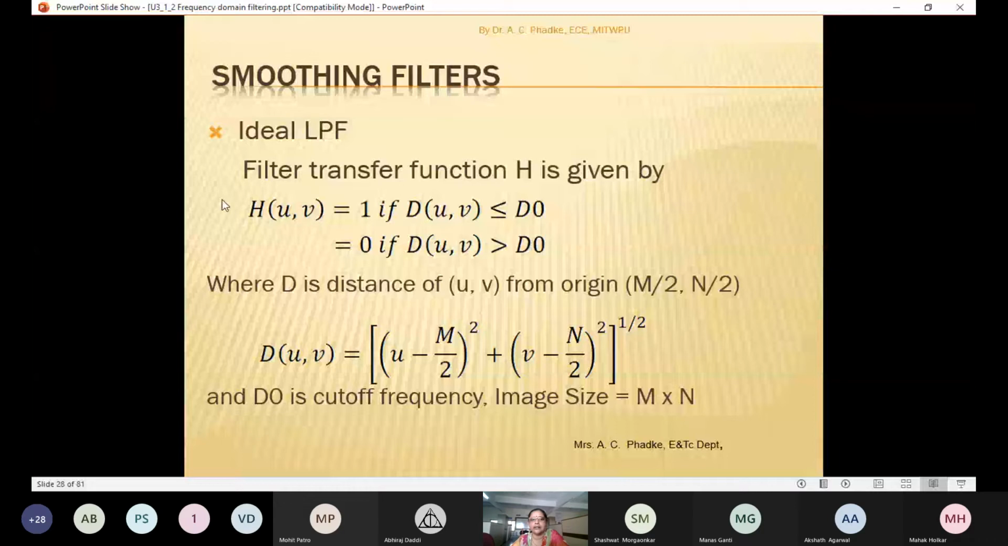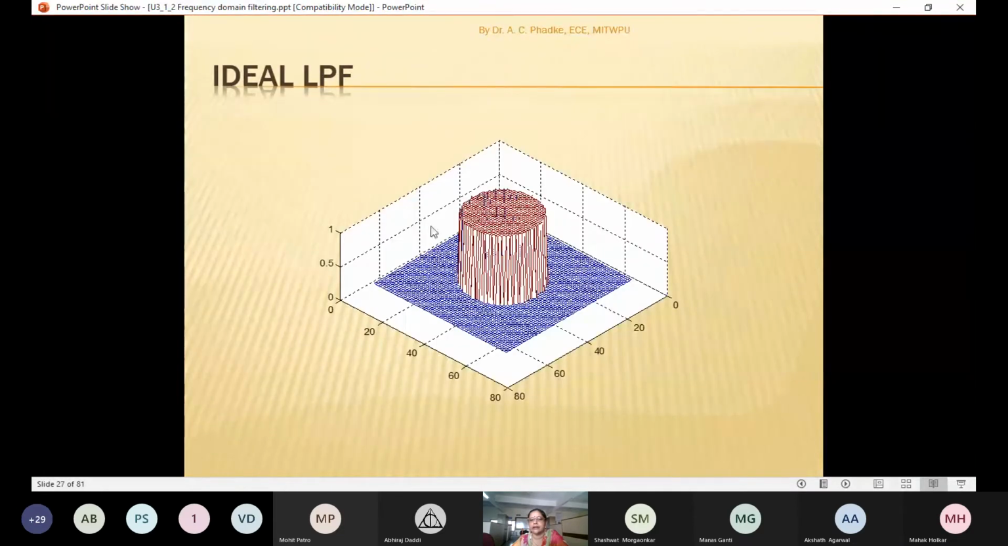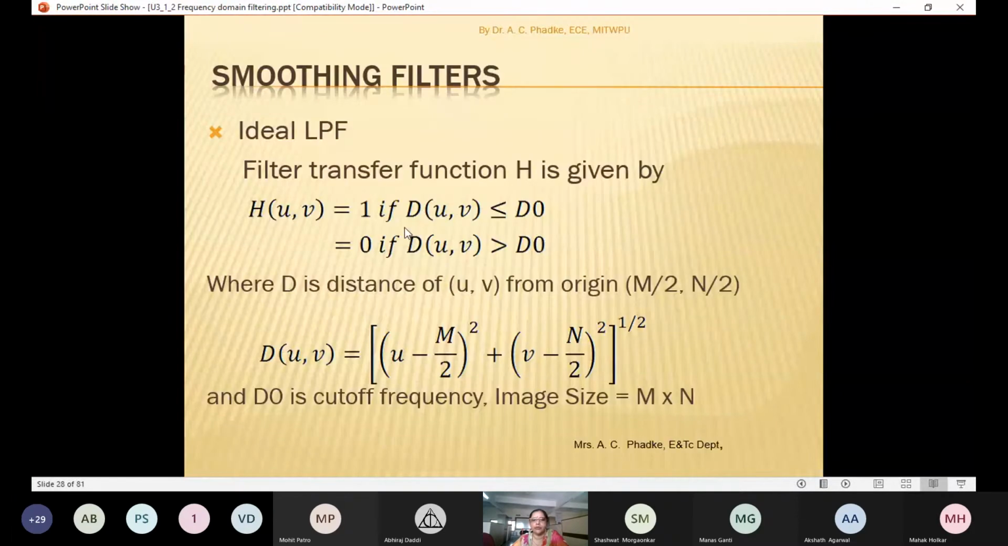So this is your ideal low pass filter transfer function. H(u,v) is equal to 1 if D(u,v) is less than or equal to D0, and H(u,v) is equal to 0 if D(u,v) is greater than D0. So greater than D0 represents all the frequencies outside this cylinder. Okay. So here this D(u,v) is nothing but the distance of (u,v) from the origin.